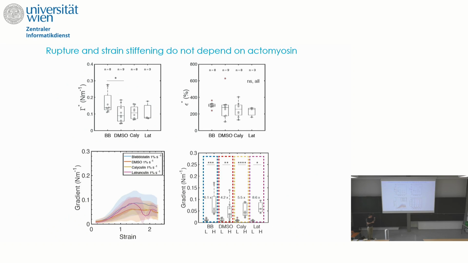So where does this come from? Usually, my bias coming from what I've done on the cytoskeleton of cells would be to say, well, it's probably the actomyosin, but in this case, it isn't. If you block myosin contractility, if you increase myosin contractility, if you completely get rid of actin, you still get strain stiffening.